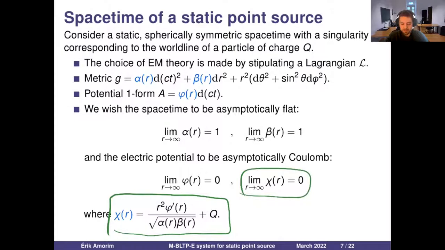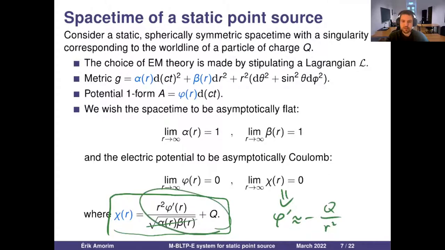If you think about what this means, alpha and beta are already going to one at infinity. So forget about this alpha beta in the denominator. To say that chi goes to zero essentially means that phi prime is approximately minus q over r squared. If you look at this, just set this equal to zero, right? And phi prime equals this means essentially phi equals q over r, together with this condition that phi goes to zero. So you're saying that the electric potential is just like the Coulomb potential away from the charge. This is the asymptotic condition that you wish for the chi function.